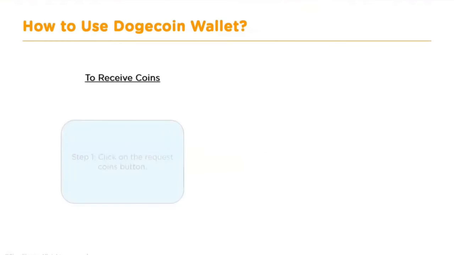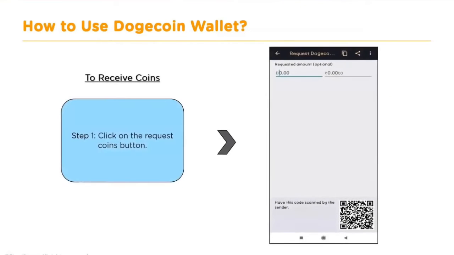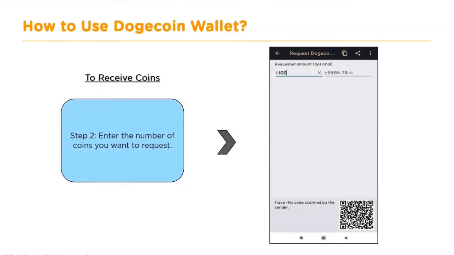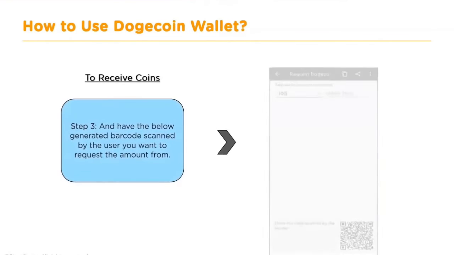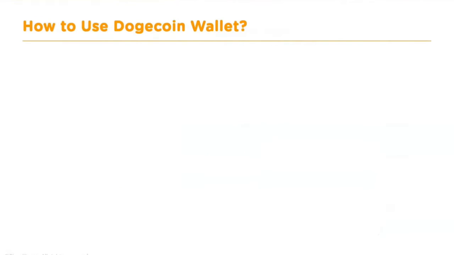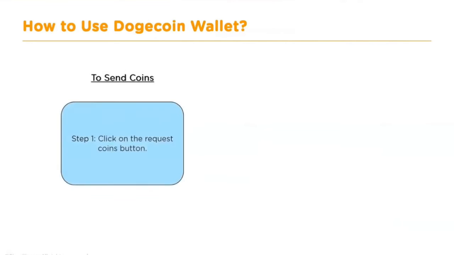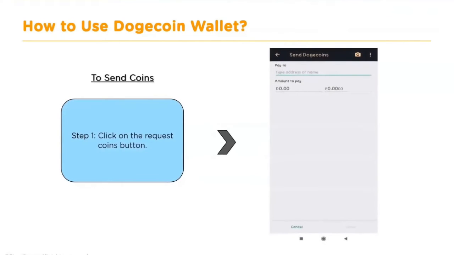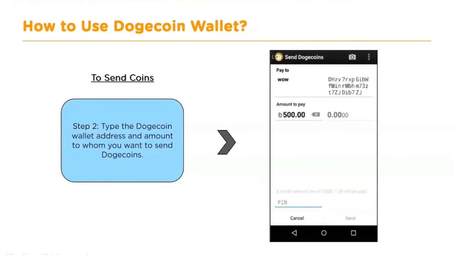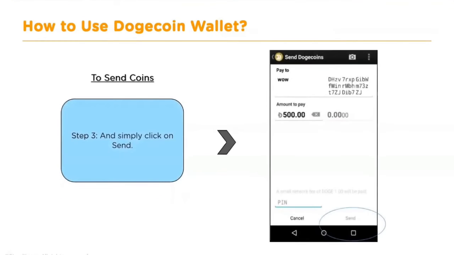To receive coins, first click on the Request Coins button. Second, enter the required number of coins you want to request. And third, have the below generated barcode scanned by the user you wish to request the amount. Now to send coins, first type the Dogecoin wallet address to whom you want to send Dogecoins. Enter the required amount you wish to send to that user. And third, click on Send. And there you go. Now you can use your Dogecoin wallet whenever and wherever you want.